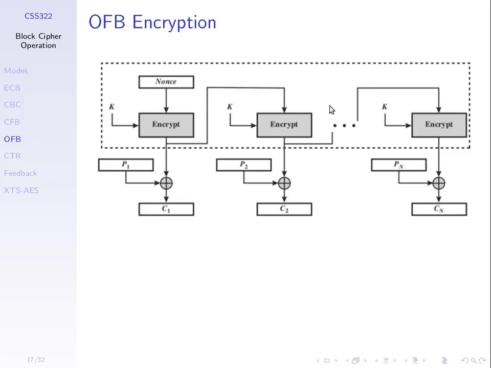This has some minor benefits in terms of if there are errors in the transmission, the errors are not propagated so far. But only useful in certain communication links. Maybe the one thing that's worth introducing here, what's the name of the input to the first encrypt? Nonce. What's a nonce?